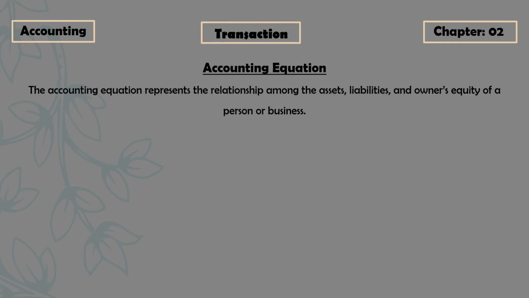Accounting equation. The accounting equation represents the relationship among the assets, liabilities and owner's equity of a person or business. That means this equation expresses the relationship of a person's or business's assets, liabilities and ownership. Okay, let's see the equation. Here is the equation: A equals L plus E.